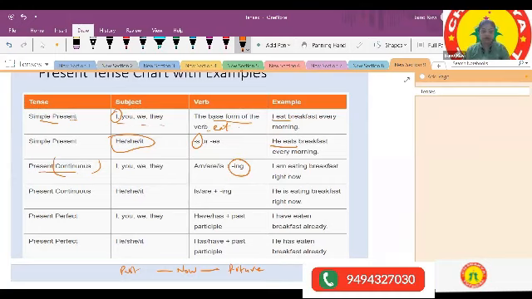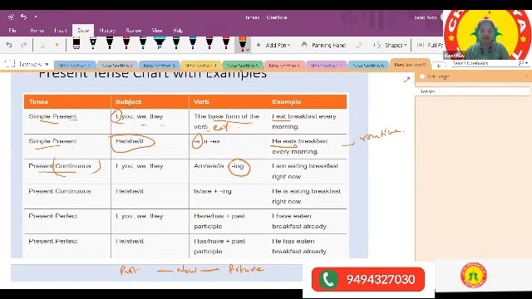Like he eats breakfast every morning. So this is a routine work, so it will be eats. It is simple present, and he's in the present. Now continuous means I am eating breakfast. I mean, at the present, what is the action doing?